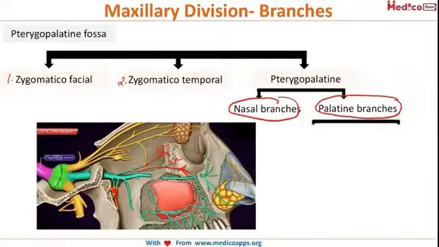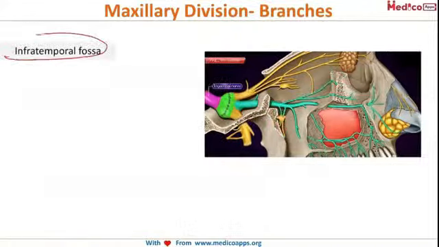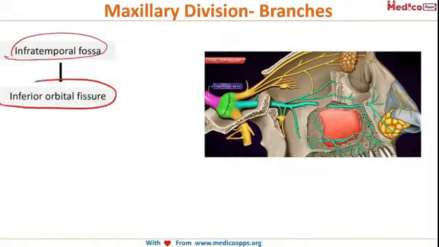The palatine branches are of two types. We have the greater palatine and the lesser palatine. The greater palatine supplies the posterior part of the palate, and the lesser palatine supplies the anterior part of the palate. Okay, after that it reaches the infratemporal fossa, and from there it enters the inferior orbital fissure. When it enters the inferior orbital fissure, it enters the infraorbital canal that is present within the floor of the orbital cavity. So this structure here is the infraorbital canal.